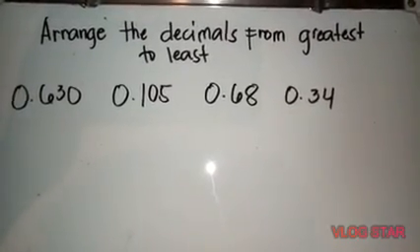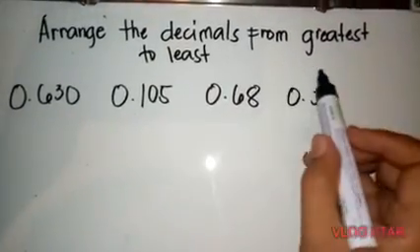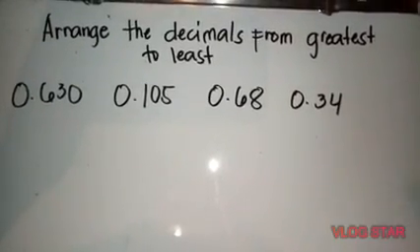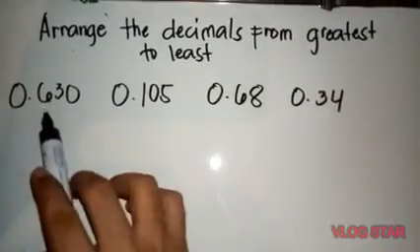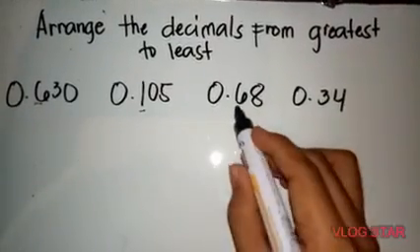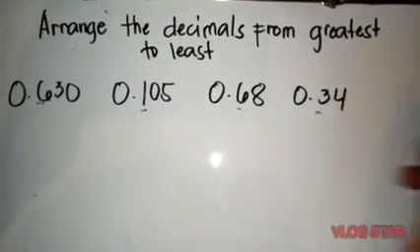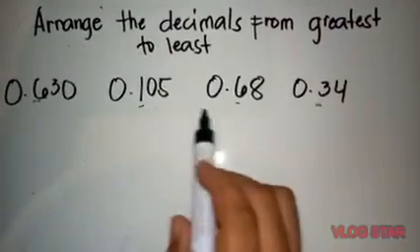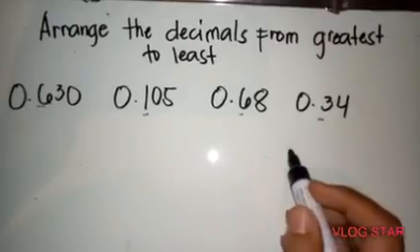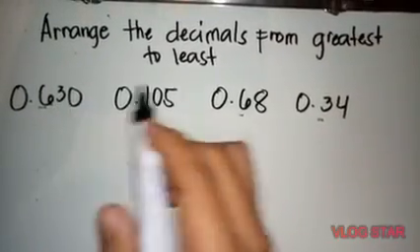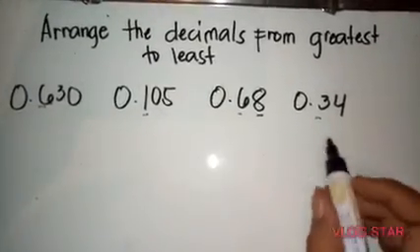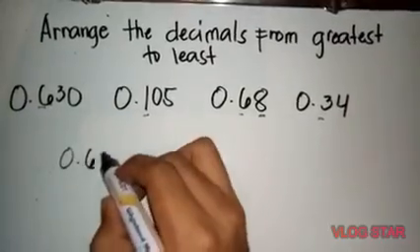The second example that we have here is to arrange the decimals from greatest to least. I've already discussed a while ago how to compare decimals. We should start from the tenths place. So basically, this is 6, 1, 6, 3. Since we have two 6s, we need to move to the next digit, which is the hundredths. So 3 and 8. It means that the greatest among these 4 decimals is 0.68.